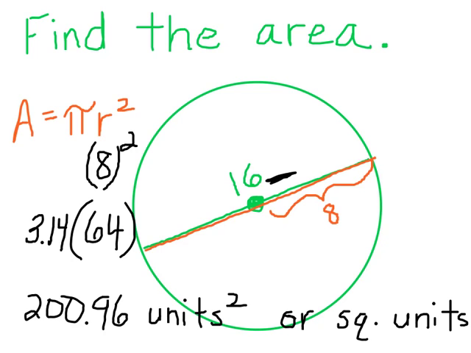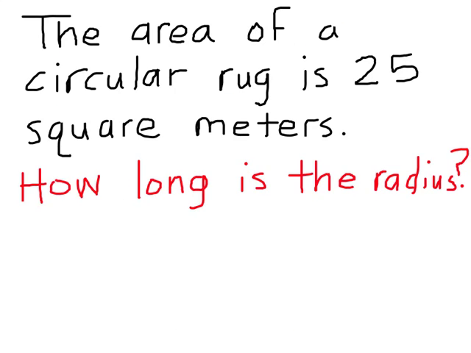What else could they ask us? Here's a good question right on this page. It says the area of a circular rug is 25 square meters. How long is the radius? Now this question is backwards, because we know the area is given to us up front. They're saying the area is this right here.